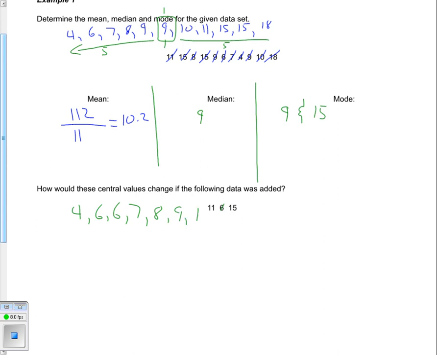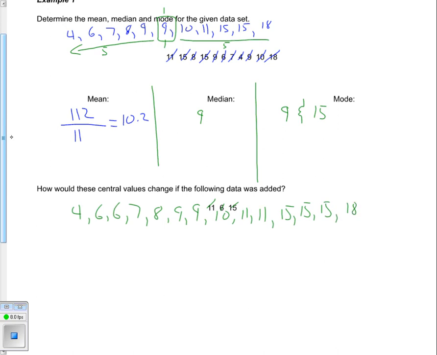9, 9, 10, the original 11, the new 11, the two original 15s and the new 15, and then the 18 at the end.